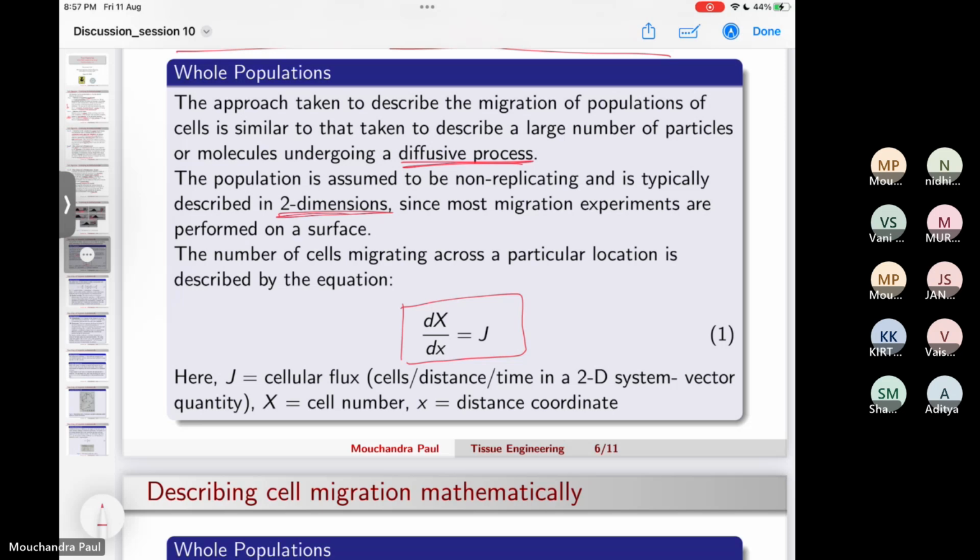But here in this case they have actually not taken the time dimension. In this equation you cannot see any term related to time. Here only the migration of cells across a location, meaning across some distance, is given by the cellular flux. So don't get confused about why they describe flux without time. It is different from the normal flux definition that you will find elsewhere.